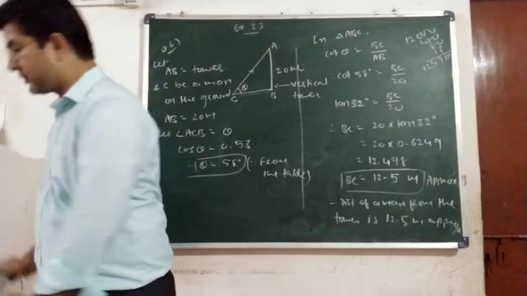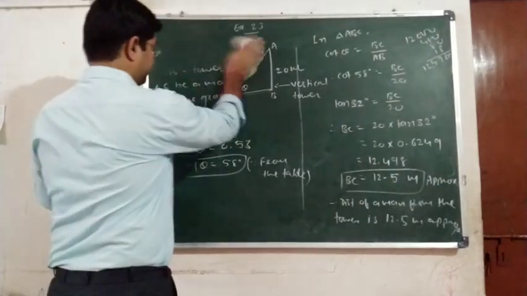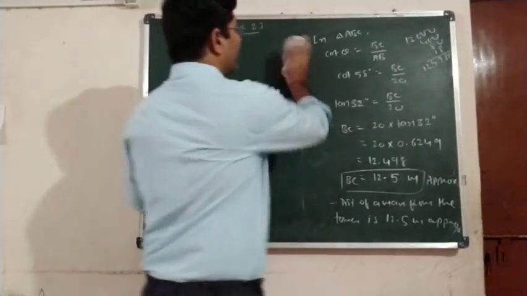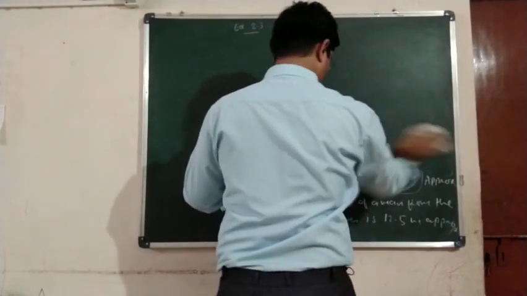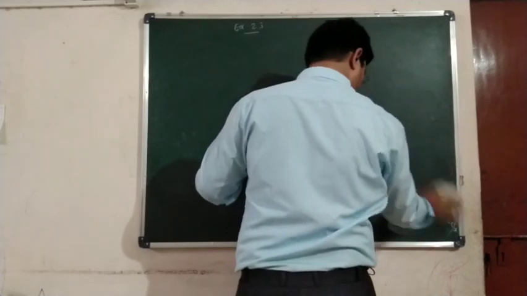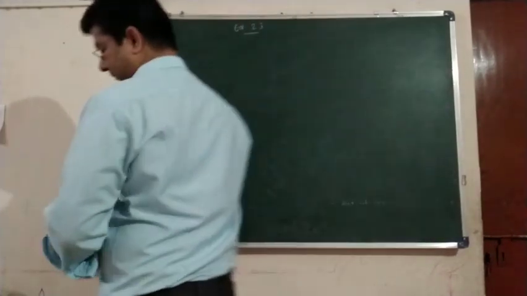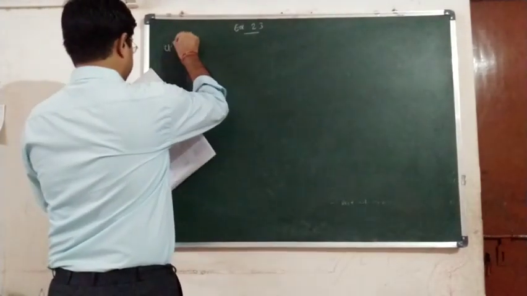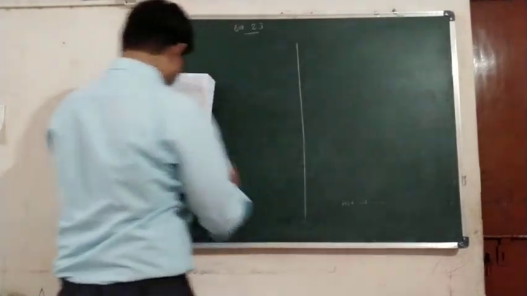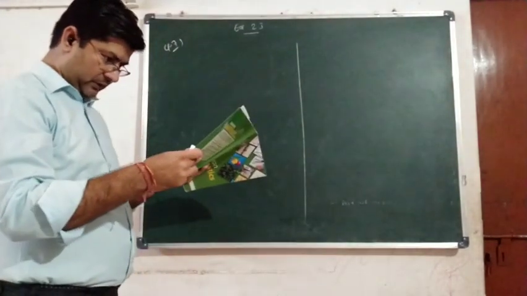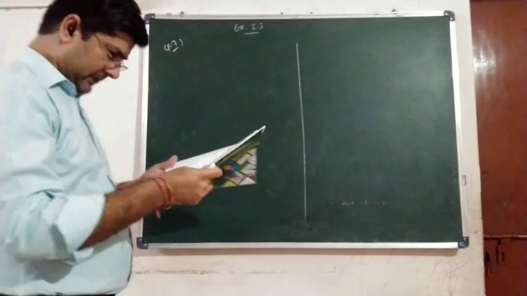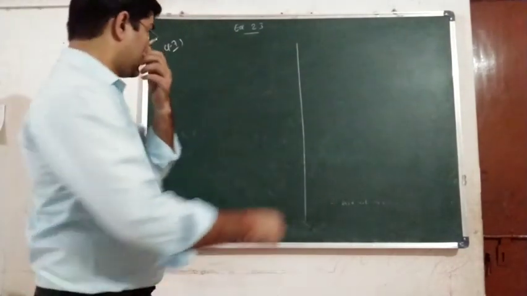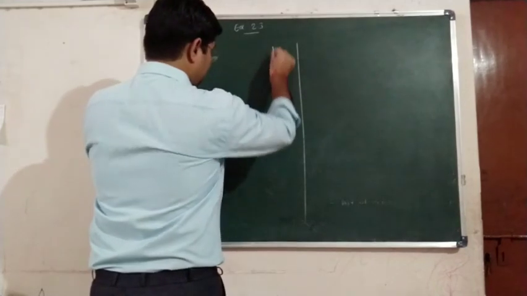Okay, now let us solve the next question. Question number 7. At a point on the level ground, the angle of elevation of the top of the tower is theta, such that tan theta is 7 by 12. Okay, let us take one tower over here. Again, let us consider that AB is a tower.